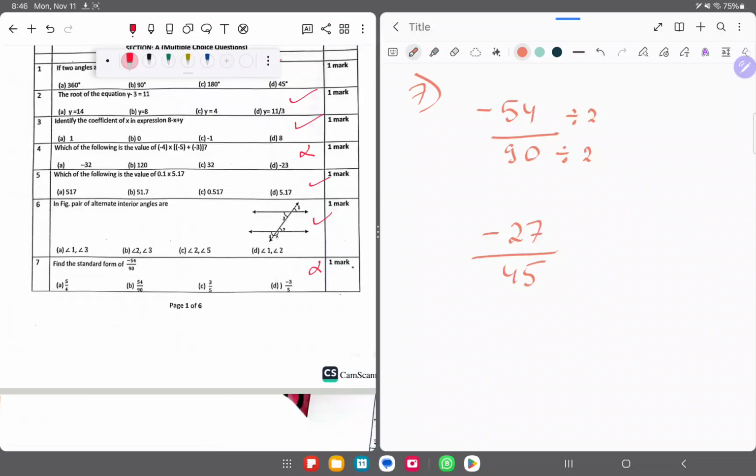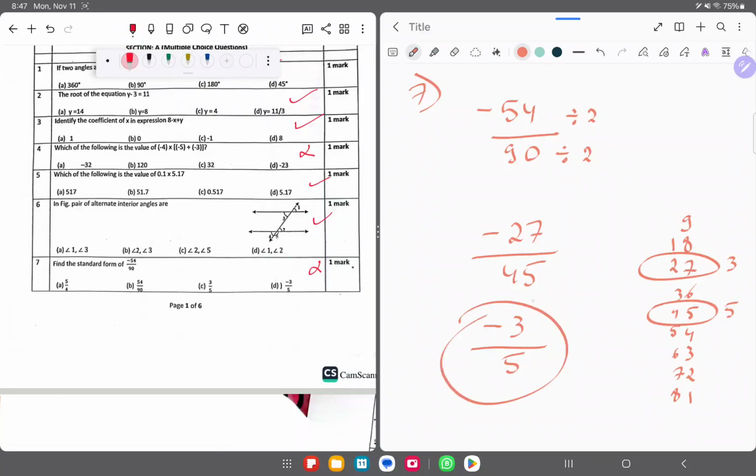Minus 27 over 45. Now I need to do the 9 multiplication table. 9, 8, 7, 6, 5, 4, 3, 2, 1, 2, 3, 4, 5, 6, 7, 8. Now, 9 times 1, 9, 27, where's 27? This is third. So minus 3, 45, it's here. 3, 4, 5, so this is minus 3 over 5.